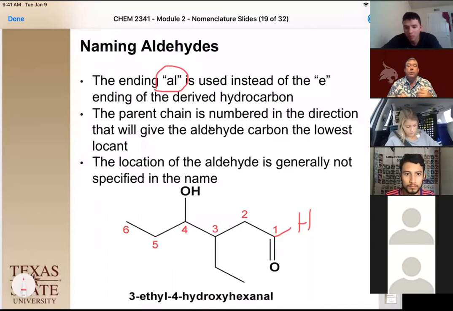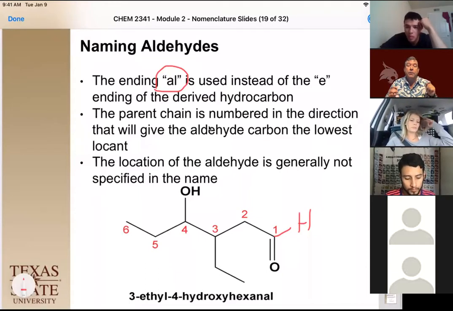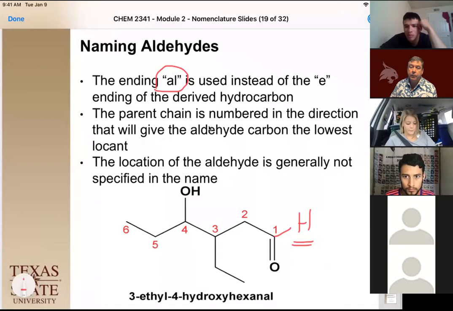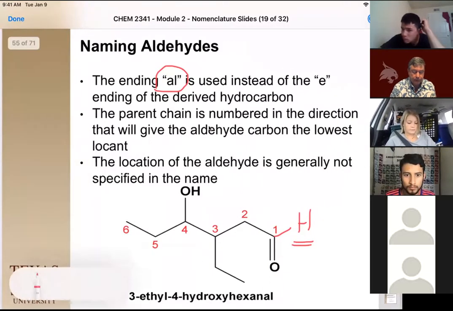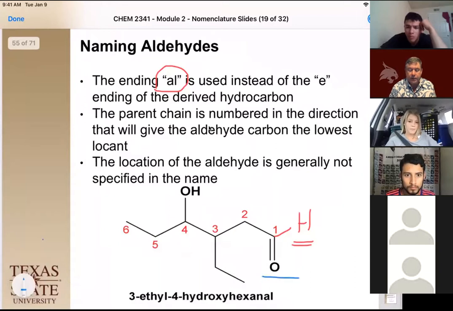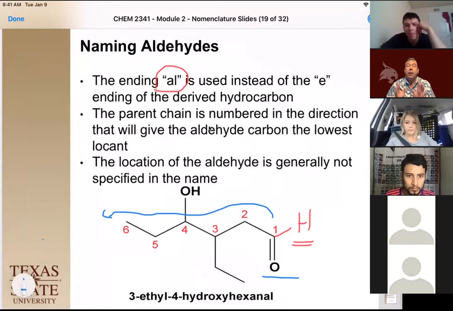And we follow all the other rules. We find the parent chain, which is the longest chain including that functional group, and we try to give the aldehyde the lowest number possible. Because there's a hydrogen bonded here, it's typically in the number 1 position. So you would follow all your other rules where your aldehyde is your number 1 position right here, and then we number the longest chain possible, and then we add all of our substituents.